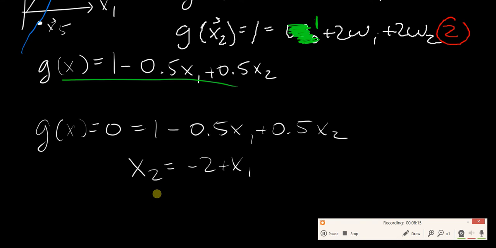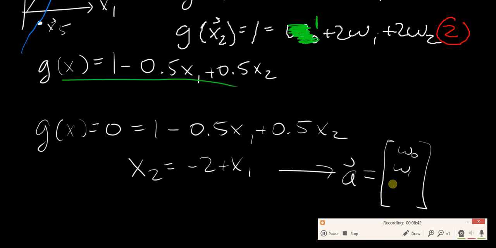Using that, you can plot a line, because it's in the form of y equals mx plus b, where b is minus 2 and m is equal to 1. You can plot your line like that. If you need to translate this into a weight vector, it takes the form omega naught, omega 1, omega 2. And for this particular case, that is 1, negative a half, and a half.